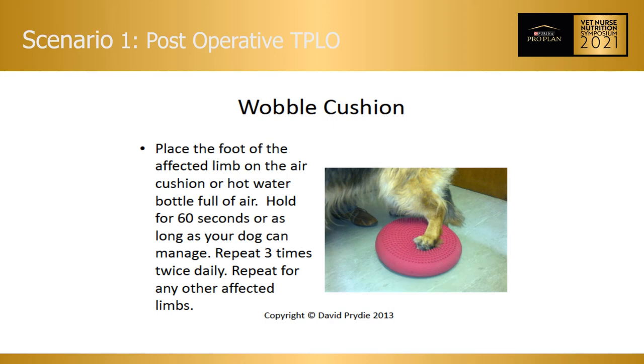You can increase the difficulty of this exercise by taking more air out of the hot water bottle to make the surface more unstable, or you can use your fingers to press down on different areas of that hot water bottle to make the surface more unstable and challenge that patient further.